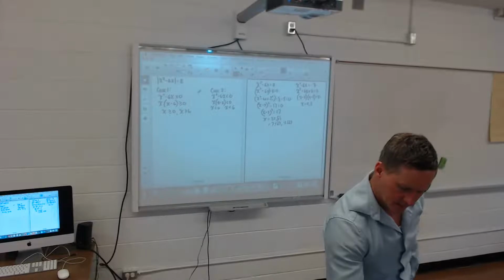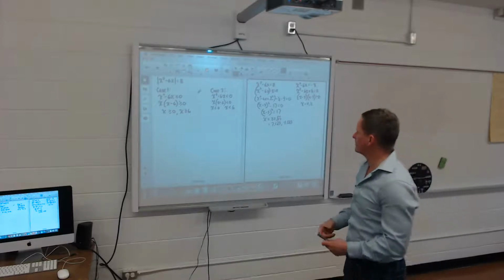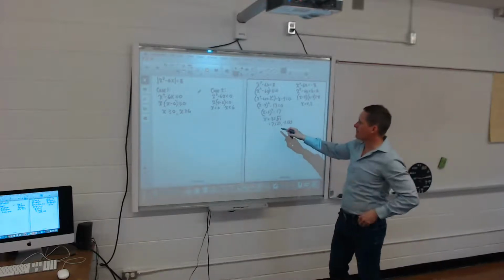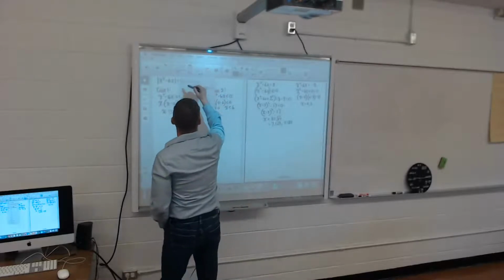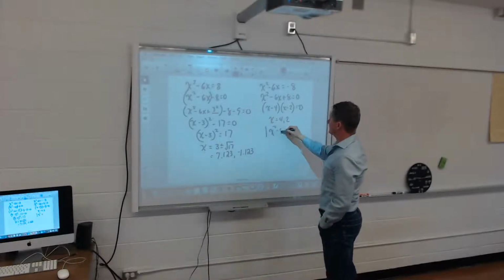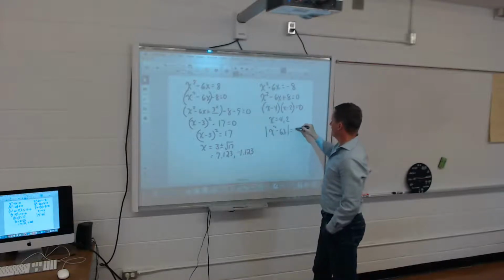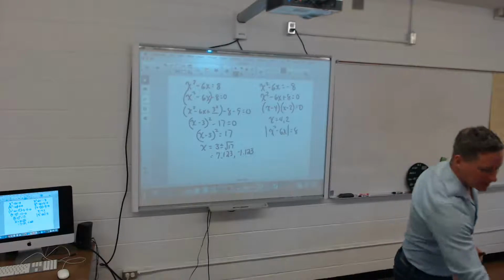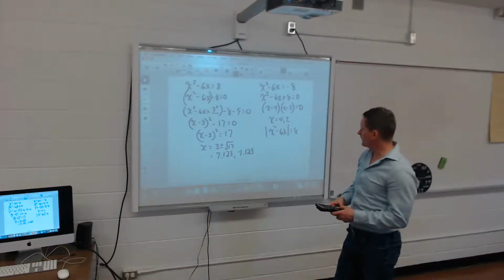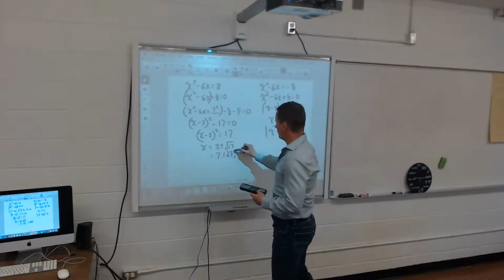Okay. So 3 of these solutions work. If we substitute them back in, that might be our best bet here. So let's do that. I'm going to substitute them back into my original equation. My original equation is x squared minus 6x equals 8. So I'm going to punch those values in. 7.123 squared minus 6 times 7.123 equals 8. So this one works.